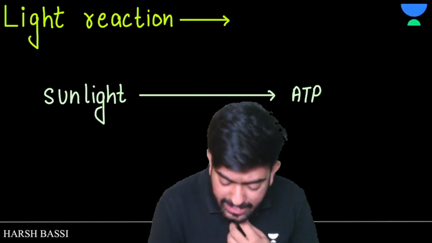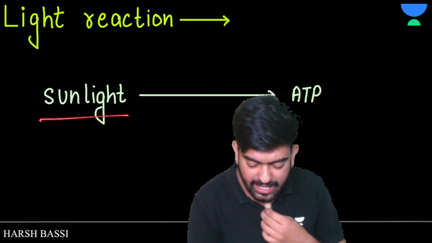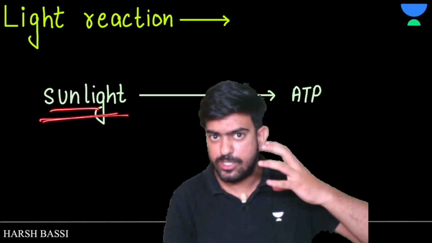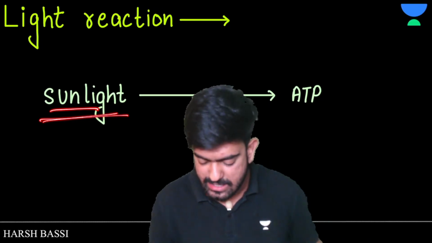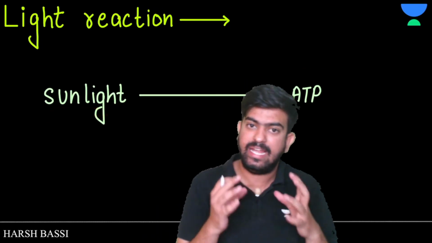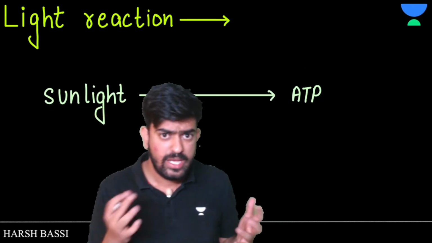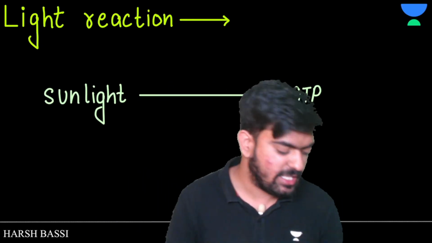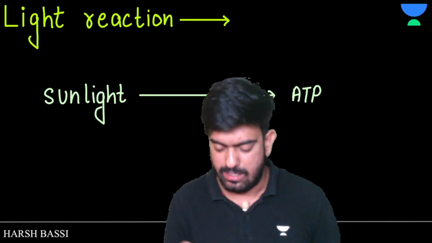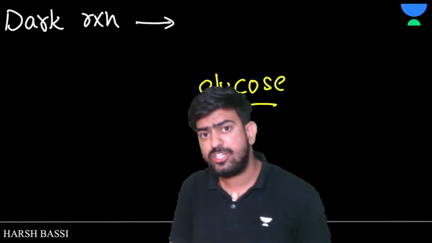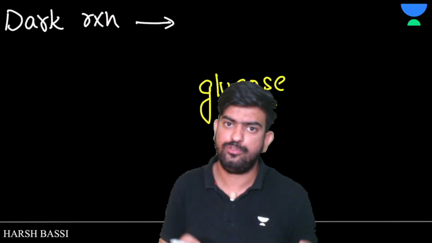In light reaction, guys, what is happening? Sunlight is captured, and with the help of that sunlight, first of all, the plant makes ATP. And you know, ATP is the energy currency of the cell. Now, in dark reaction, the plant is going to form glucose.